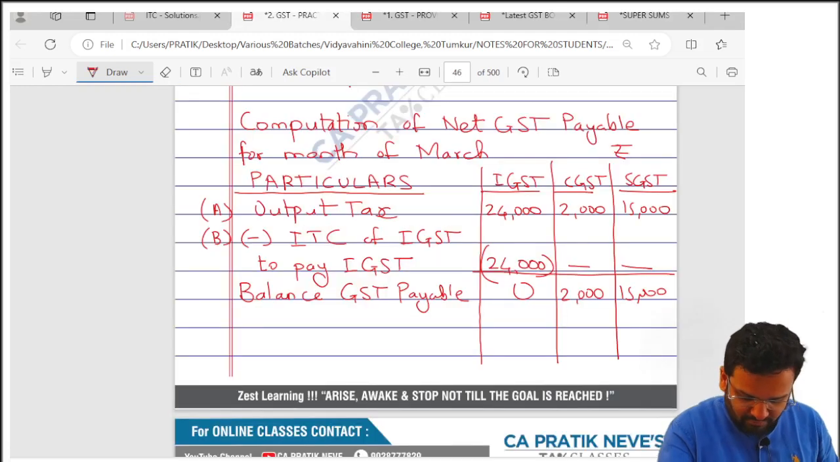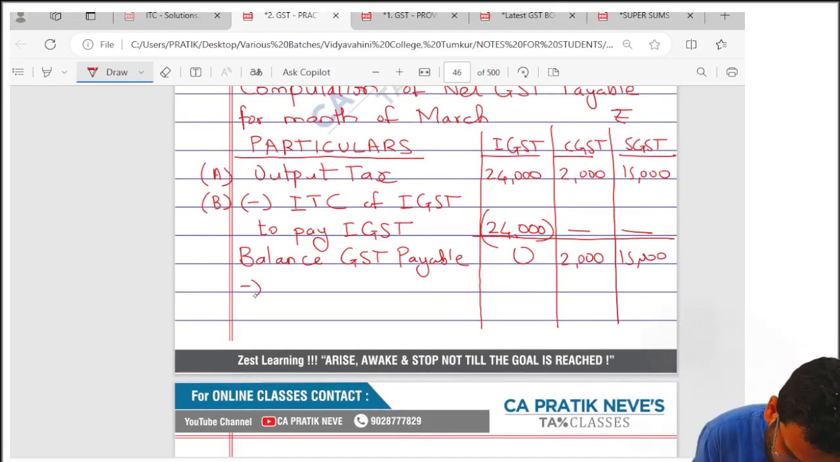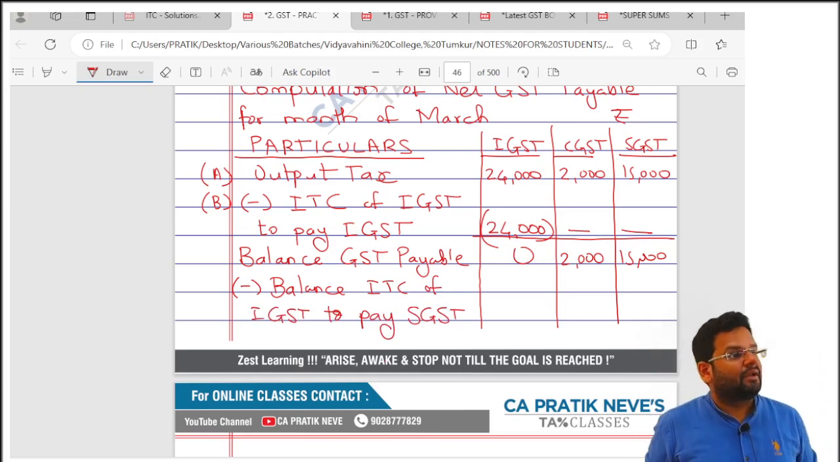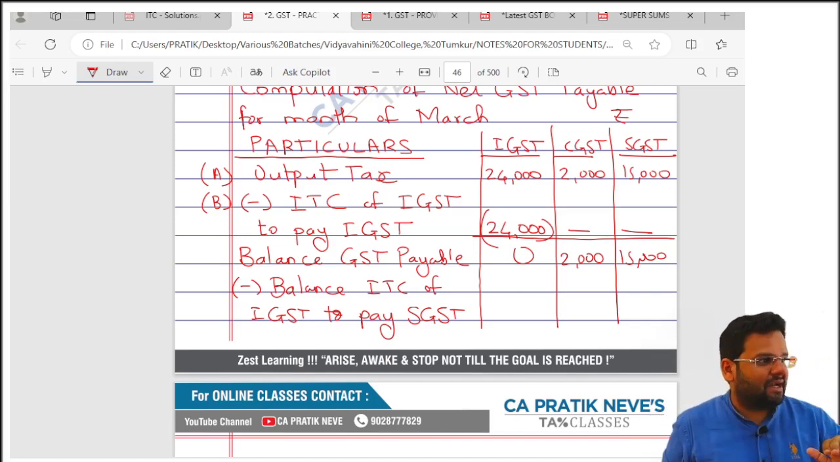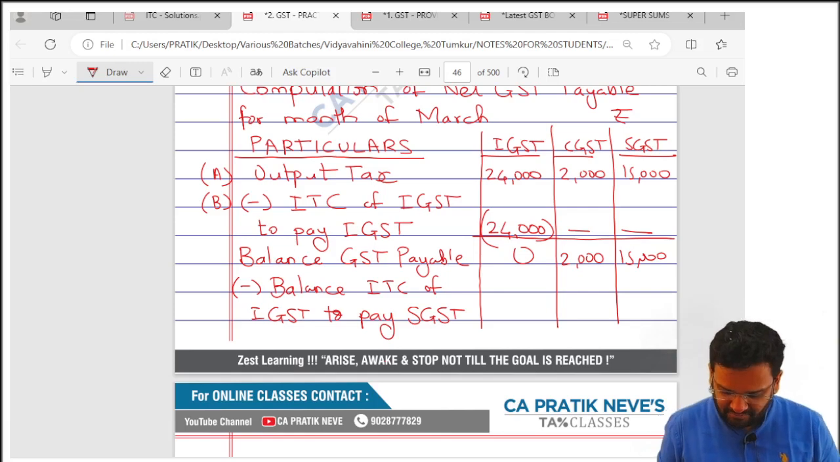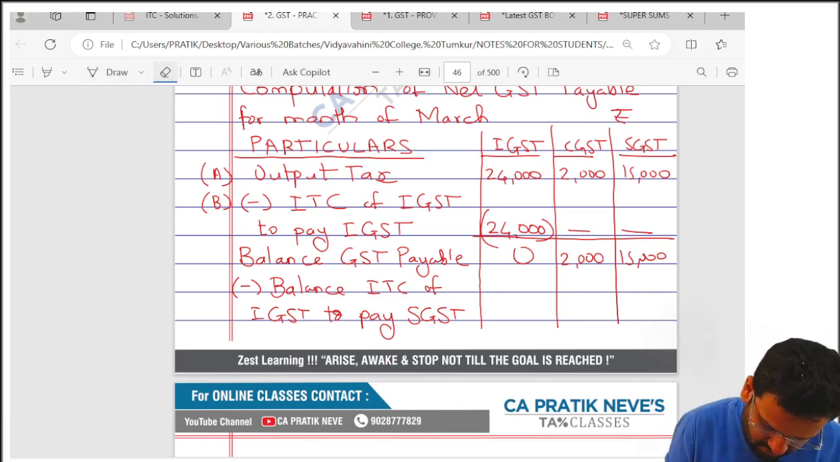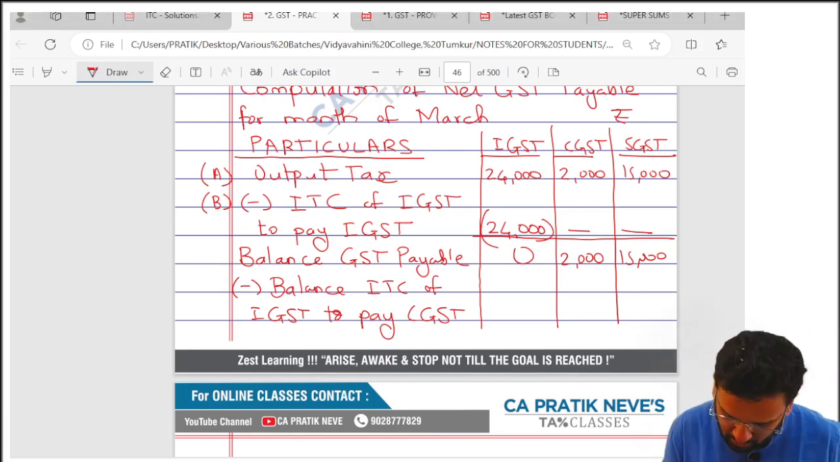So what am I doing now? I am now doing less: balance ITC of IGST to pay SGST. I can use it to pay CGST and SGST in any order and in any proportion. So can I show SGST first? Any order, any proportion, as I wish. You want to show CGST first? No problem. Show CGST. How much are you going to use for CGST? 2000.